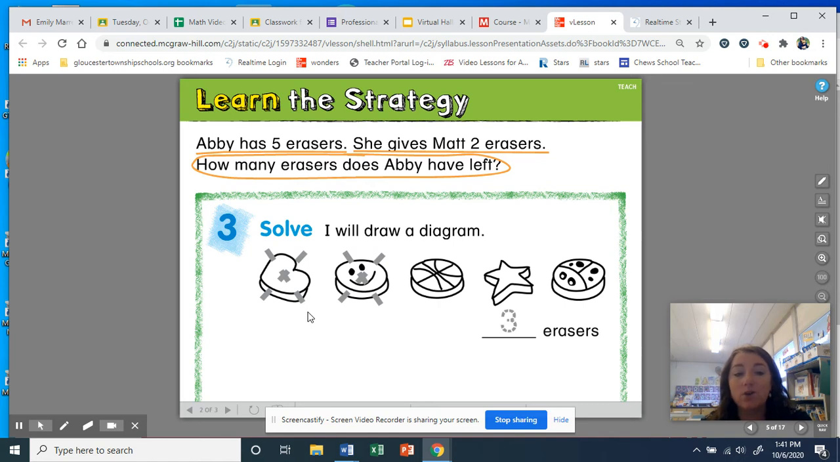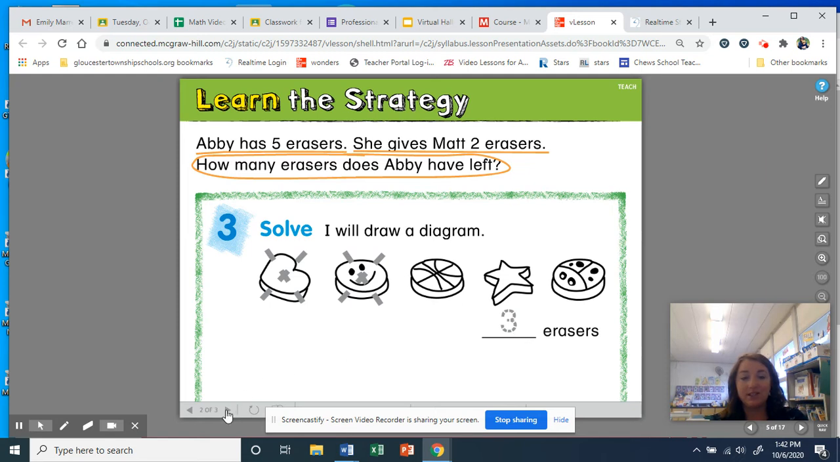So to solve, we're going to draw a diagram. So go ahead and trace over those. So what you're going to do is you're going to trace, they drew the 5 erasers, and now you're going to trace the X over this one that she gave to Matt and the X over this one that she gave to Matt because she had 5 and she gave 2 to her friend. So go ahead and trace those. And then you see how many she has left. Well, you count how many she has left. She has 1, 2, 3 erasers left. So go ahead and trace the 3 erasers left.